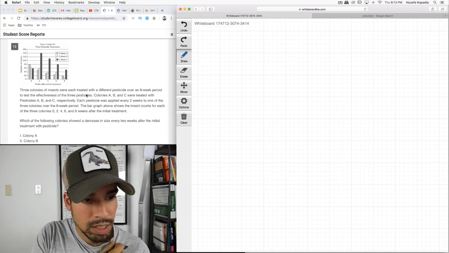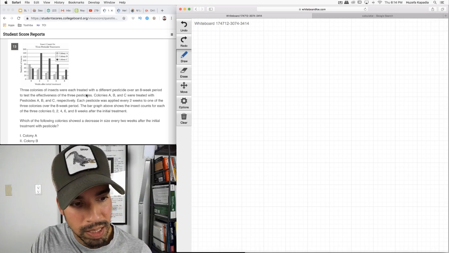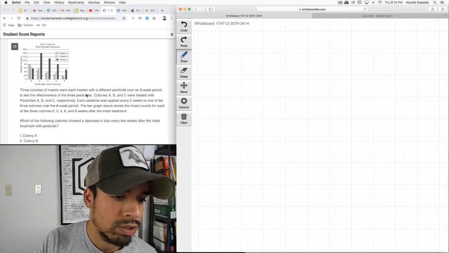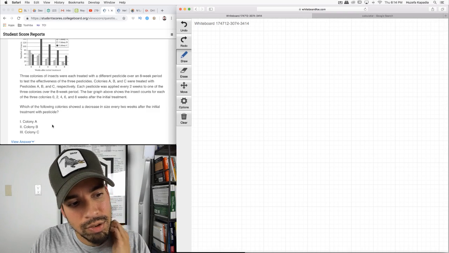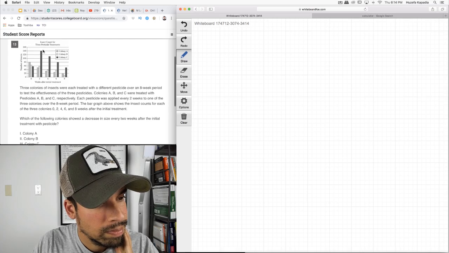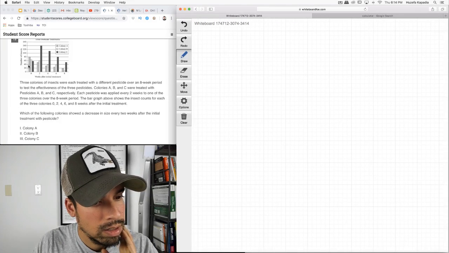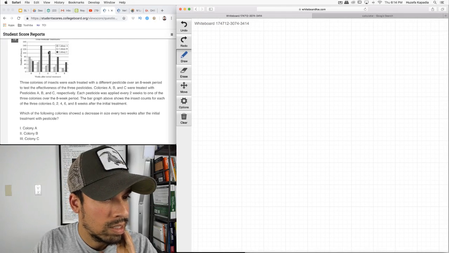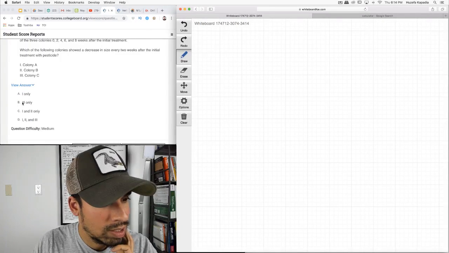Okay, we have 3 colonies of insects treated with different pesticides over an 8-week period. Colonies A, B, and C were treated with A, B, and C respectively. It was applied every 2 weeks. The bar graph shows the insect counts for various weeks of treatment. Which of the following colonies showed a decrease in size every 2 weeks after the initial treatment? Okay, let's see. A goes down every time. And so does B. Not C, though. C spikes and then drops. So A and B. So it's 1 and 2, which is C.